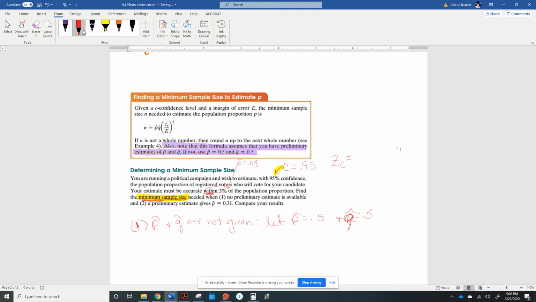And remember, that means half of the people said yes, half of the people said no, or half of the people were in favor, half of the people declined, or half of the people agreed and half of the people disagreed, whatever the situation was.